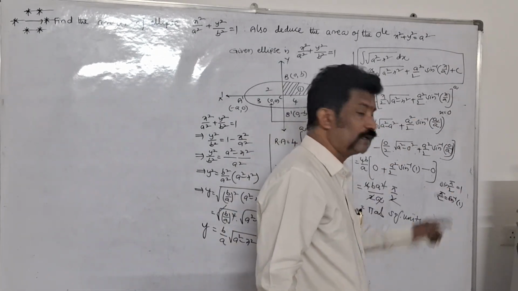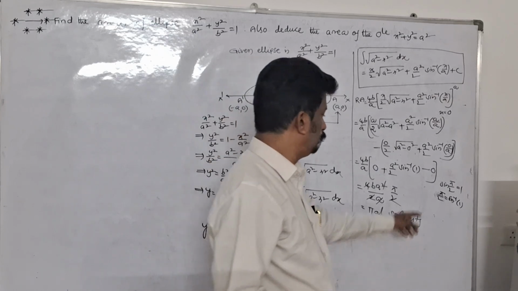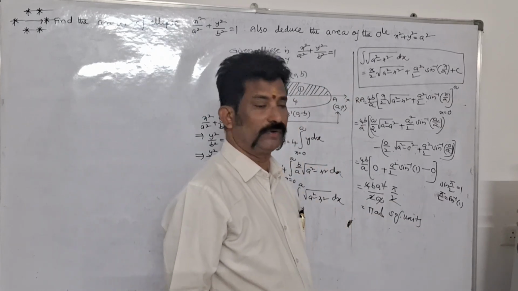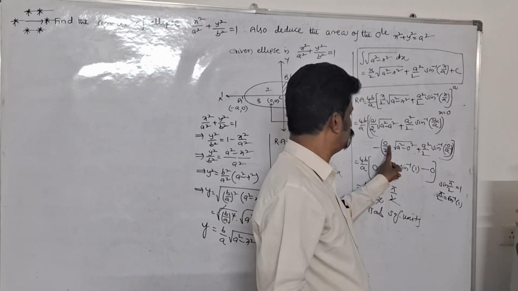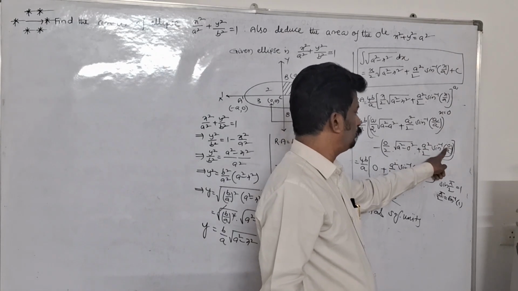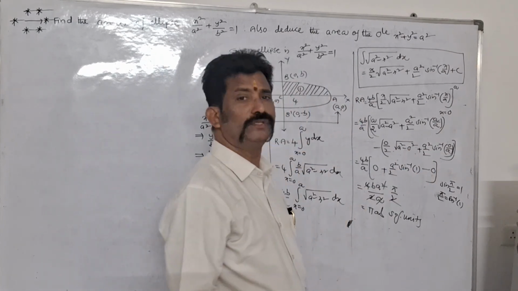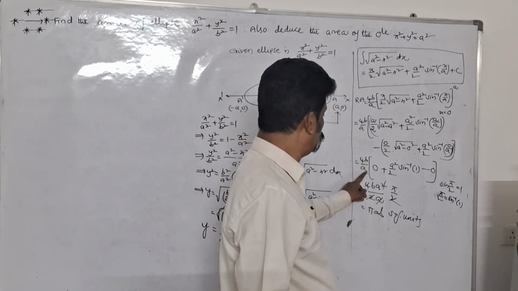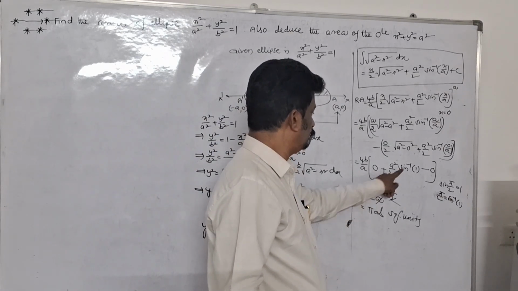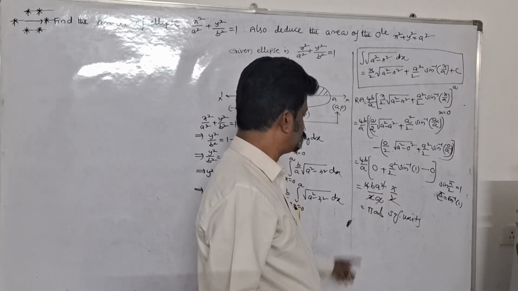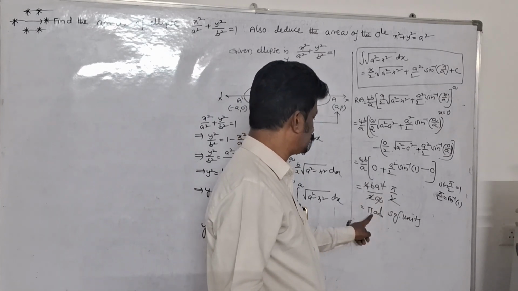Sin 90 is equal to 1, so 90 is equal to sin inverse of 1. That's why this value is automatically 0: sin inverse 0 is 0, sin 0 is 0. So 4b into a square by 2a into sin 90, which is equal to 1. So 4 cancels, a cancels, and we get pi a square.